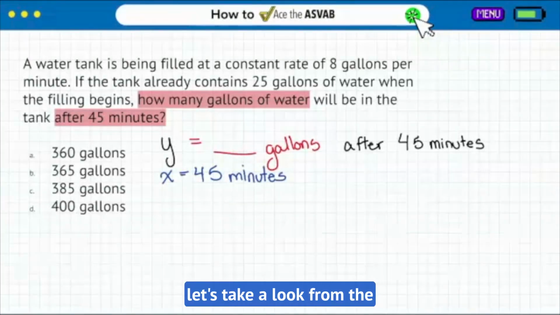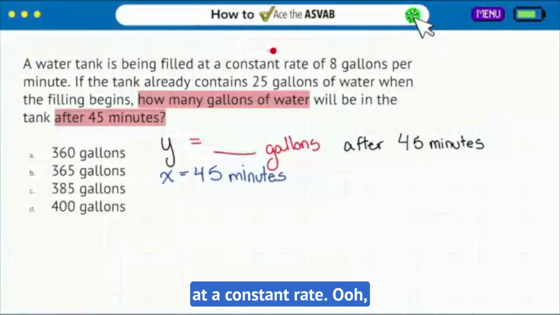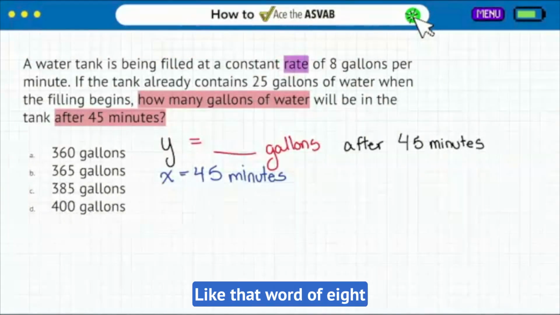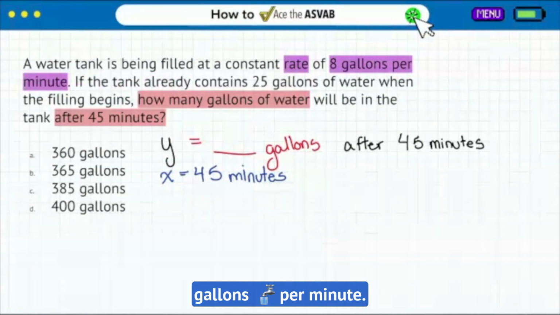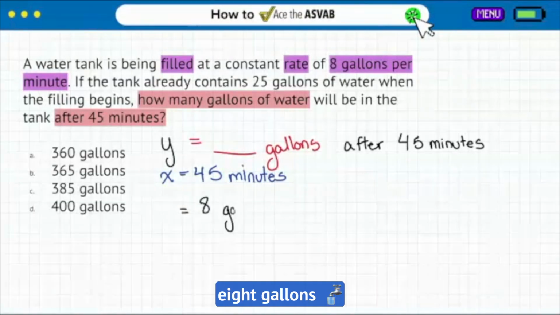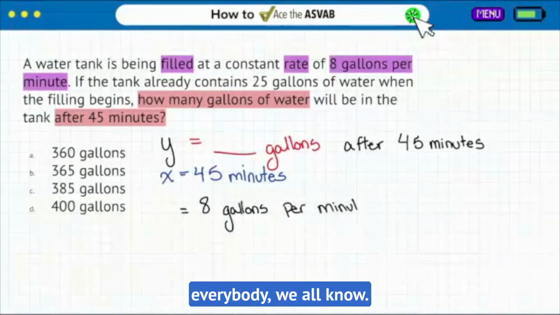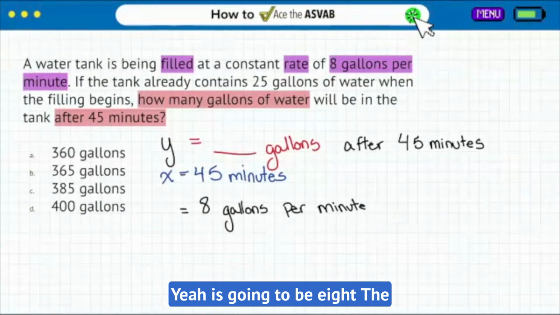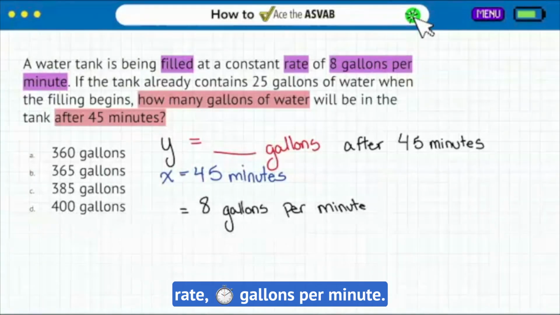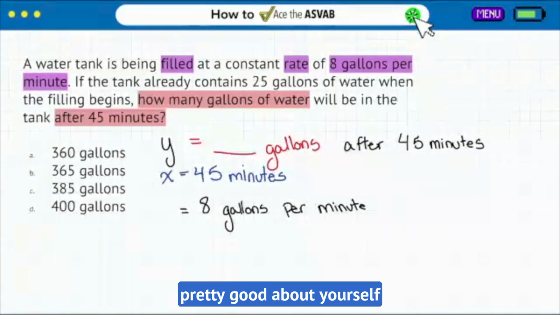Now let's take a look from the beginning of the question here. Watch this. A water tank is being filled at a constant rate of 8 gallons per minute. So if we write that down, 8 gallons per minute, everybody, we all know M is going to be 8. M, the rate, gallons per minute. The word per is what gives it away. So if you spotted that, great job. You should be feeling pretty good about yourself right there.